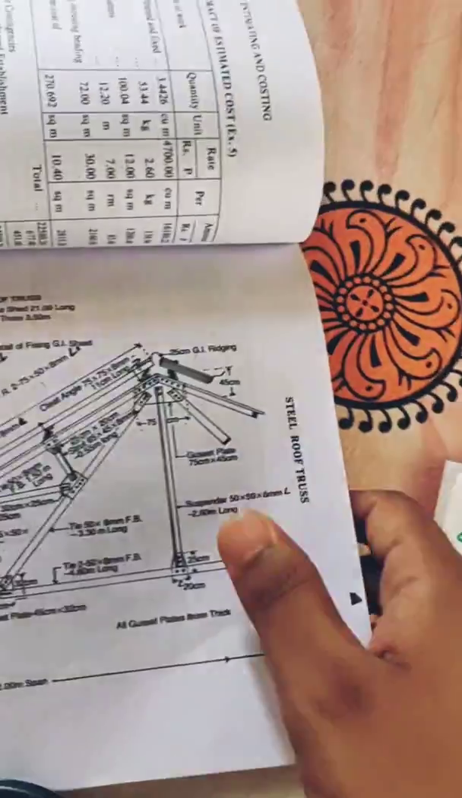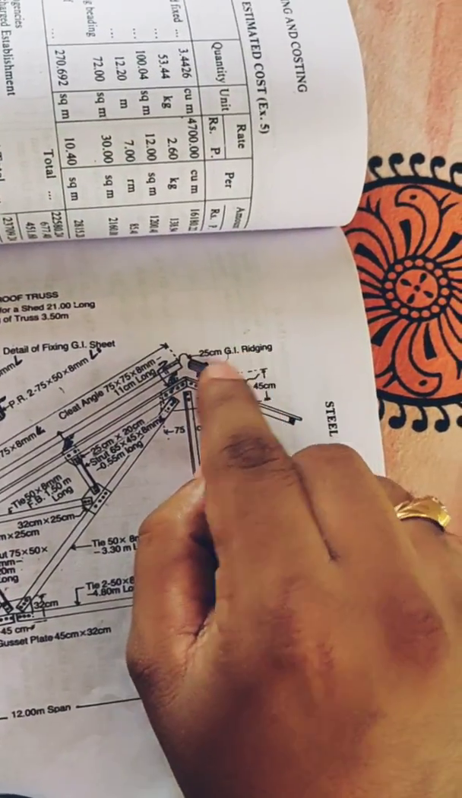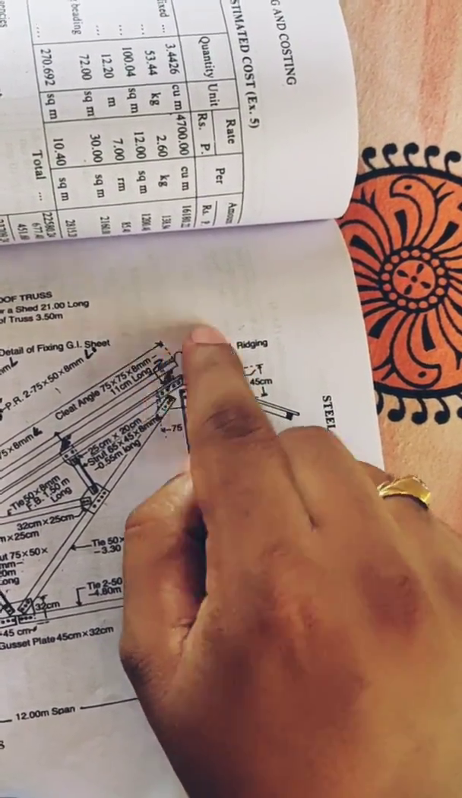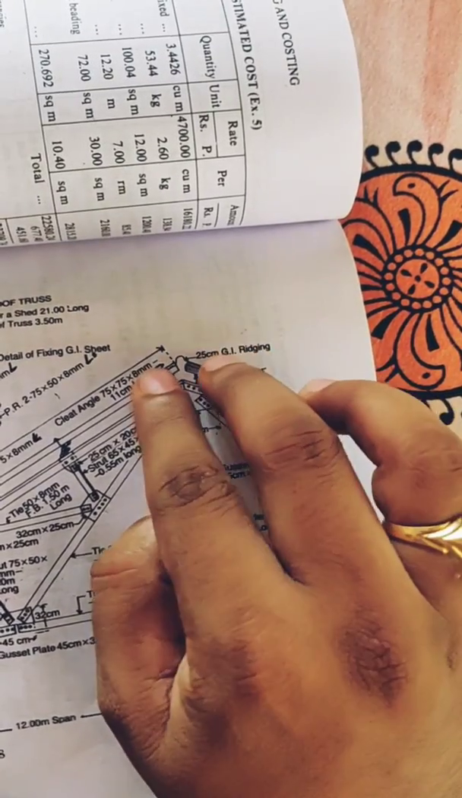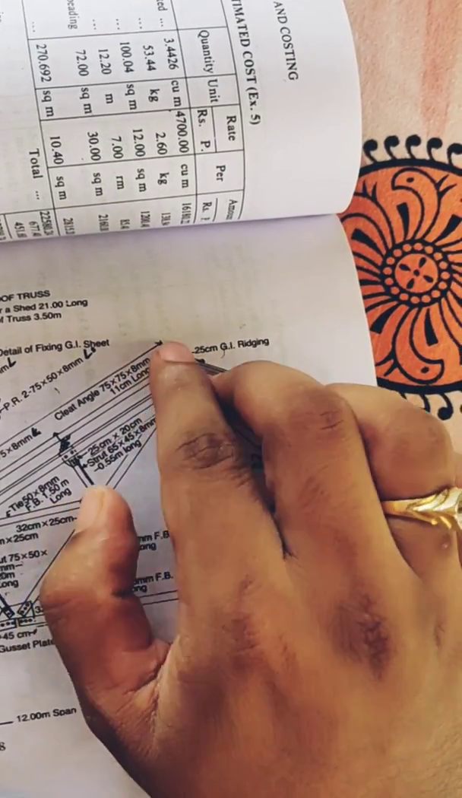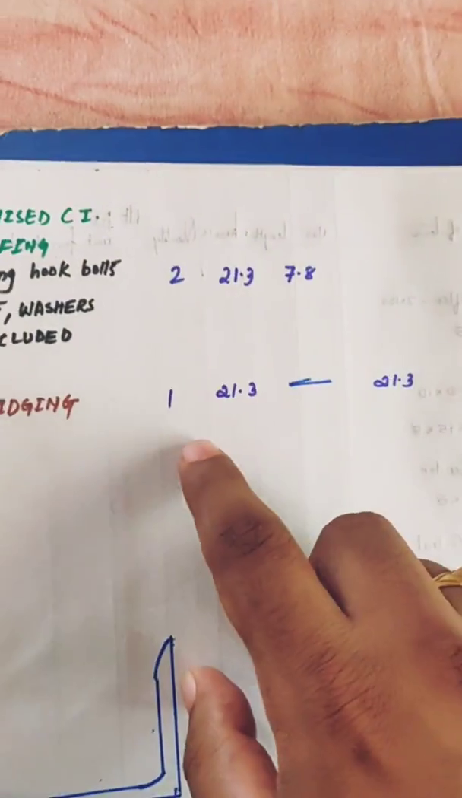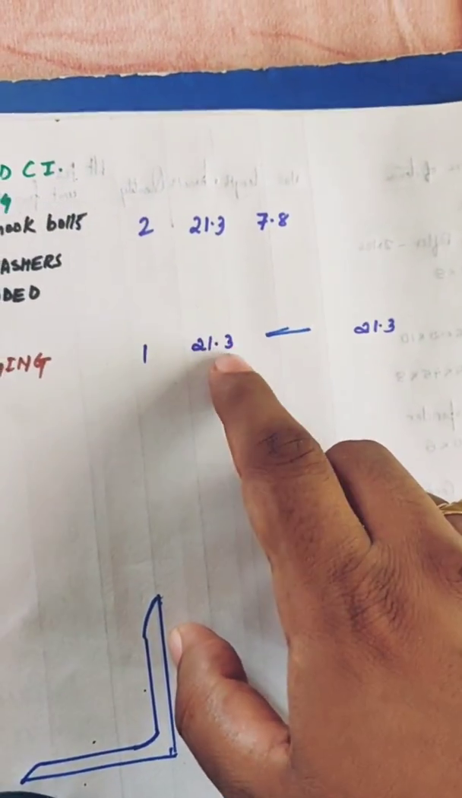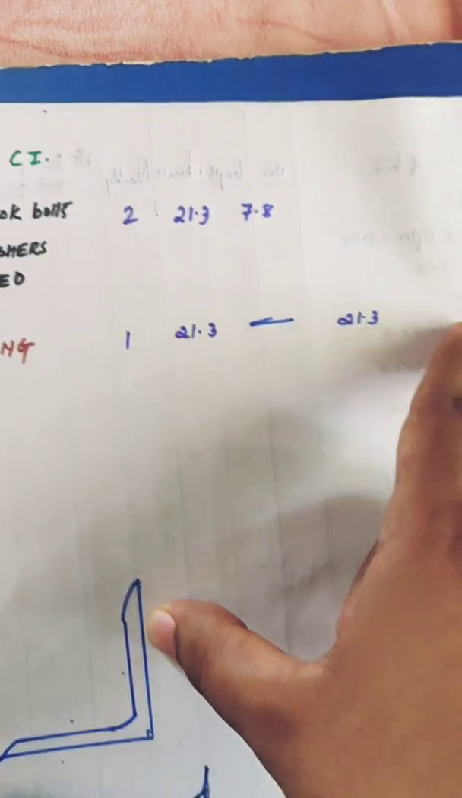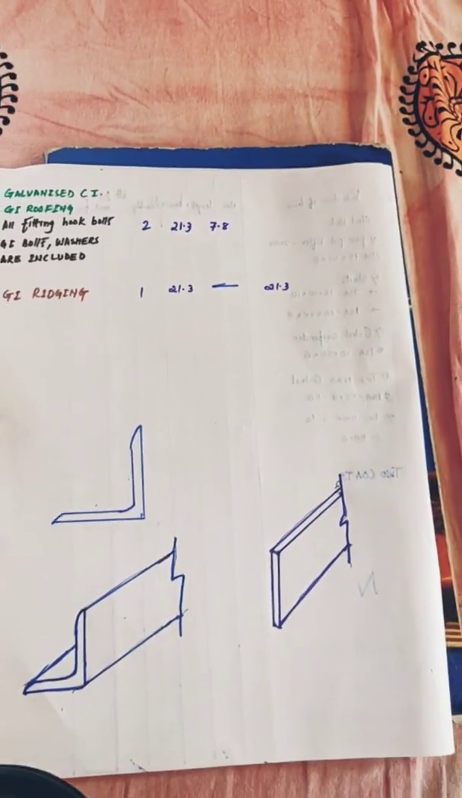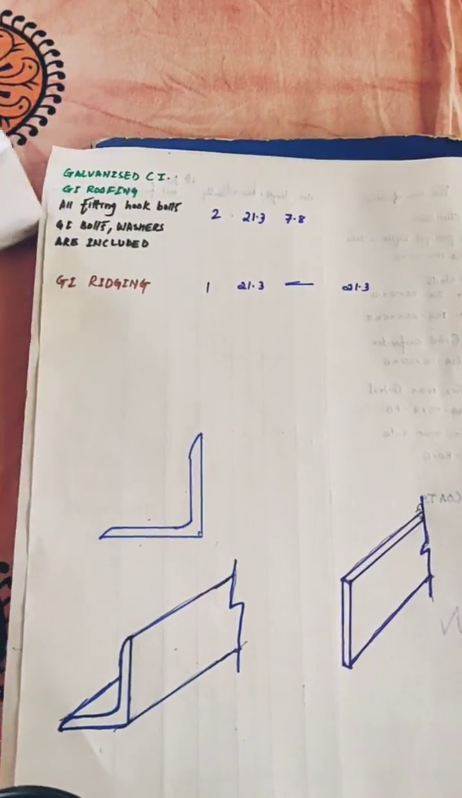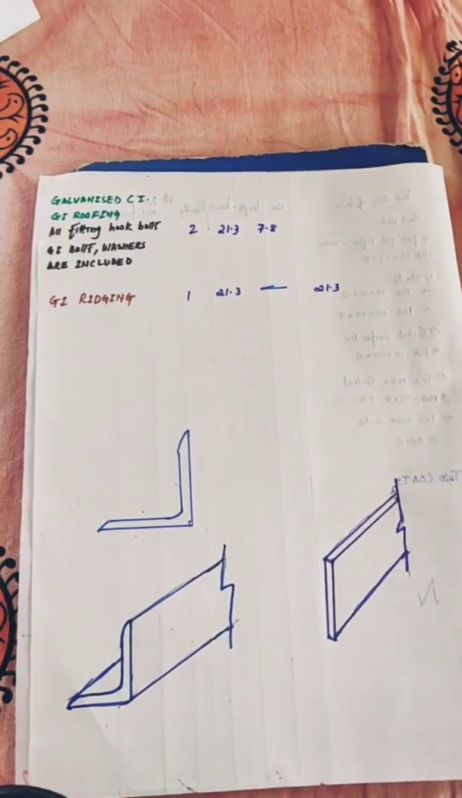Then GI ridging. What is this GI ridging? GI ridging is at the apex. Can you see here? This is provided as a dome where two sheets meet at a point. GI ridging is running throughout the length. So it is 1 in number and 21.3, so the quantity will be 21.3. So this completes your steel quantity calculation for the steel roof truss.